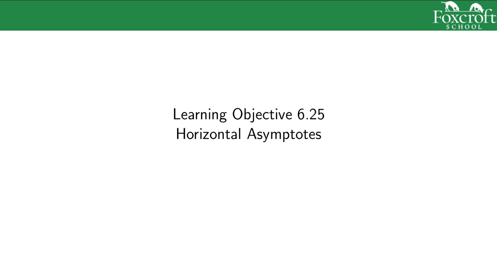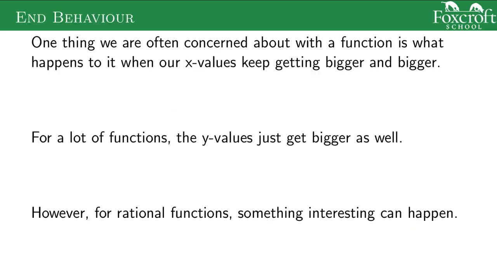In this bonus learning objective, we're going to look at horizontal asymptotes. We talked about vertical asymptotes before, which are vertical lines that when our graph gets close to them, it shoots up close to those lines. They never cross those lines, but they're important pieces of information. Horizontal asymptotes go in this direction. So let's figure out what they are and then how to find them.